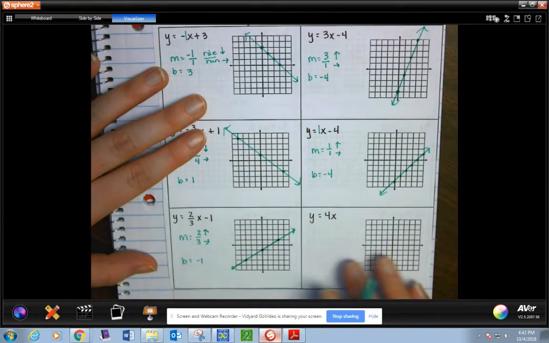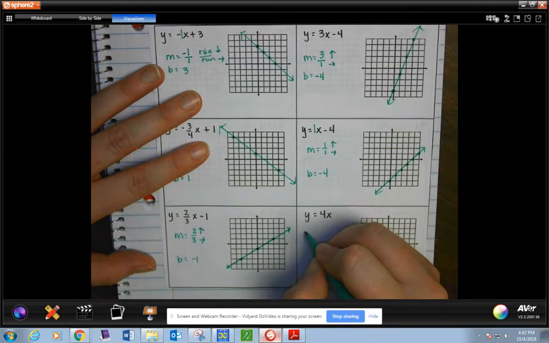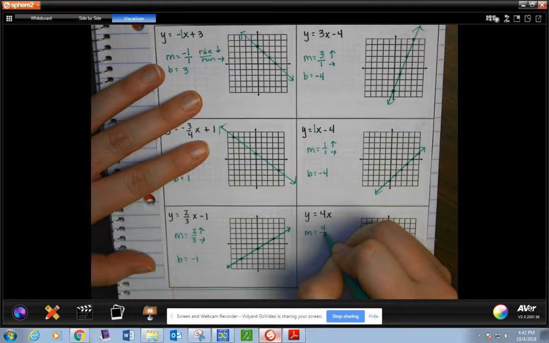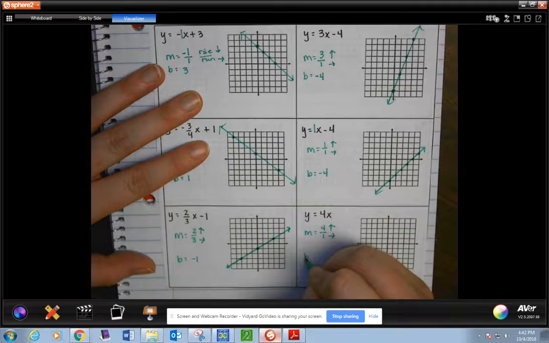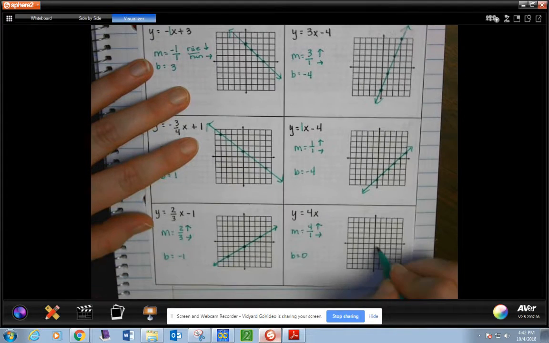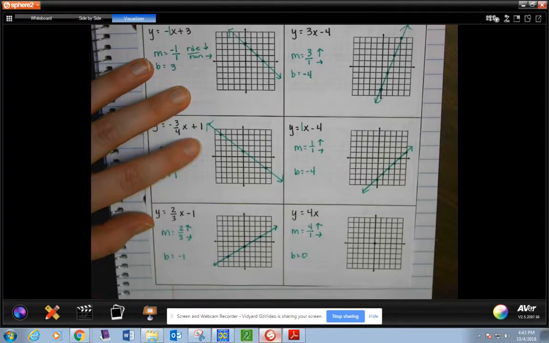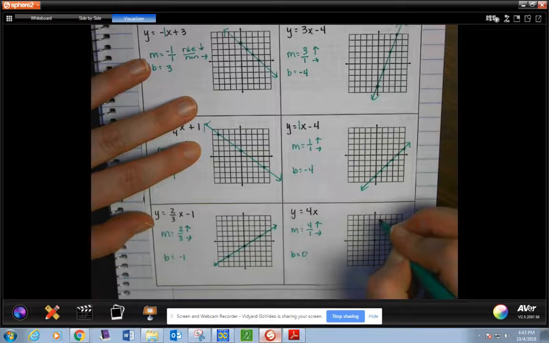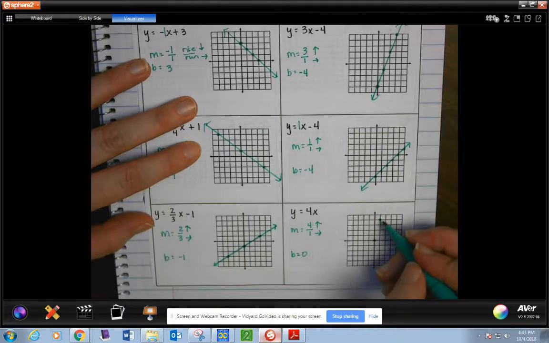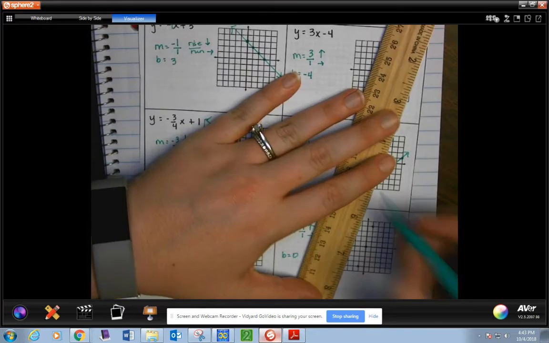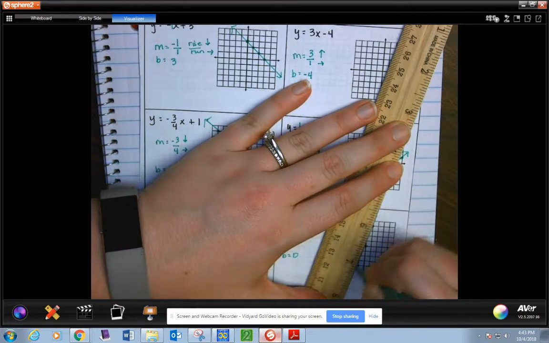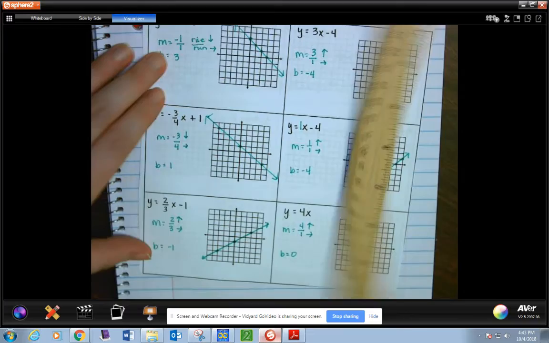Okay, for the last one, this one likes to fool people. Y equals 4x. My m is 4, and I like fractions, so over 1. So I'm going to go up 4 and then right 1. My b, I don't have one, so it's 0. You're going to start in the origin. So I'm going to put my dot at 0, 0, and I'm going to go up 4, right 1. I can only get 1 dot that way, so I'm going to go back to the original and do the opposite. Down 4, left 1. Connect my 3 dots, put my arrows.